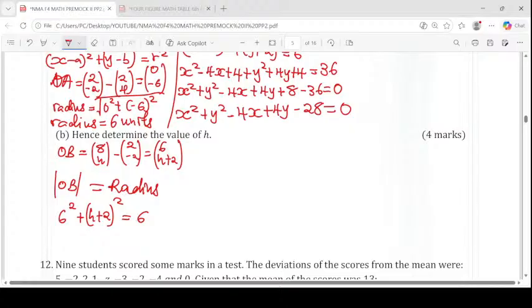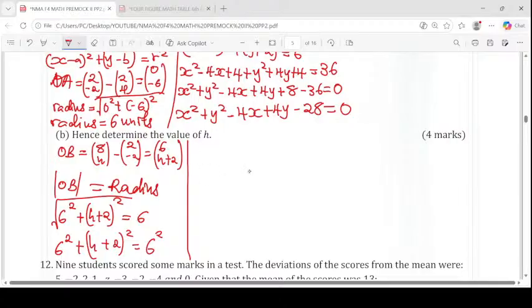How do you get the magnitude? The magnitude is the square root of x squared plus y squared, which gives you 6. When you remove the square root by squaring both sides, I'll be having 6 squared plus (h plus 2) squared is equal to 6 squared. We are there now. The 6 squared and the 6 squared can cancel out when you collect the like terms.